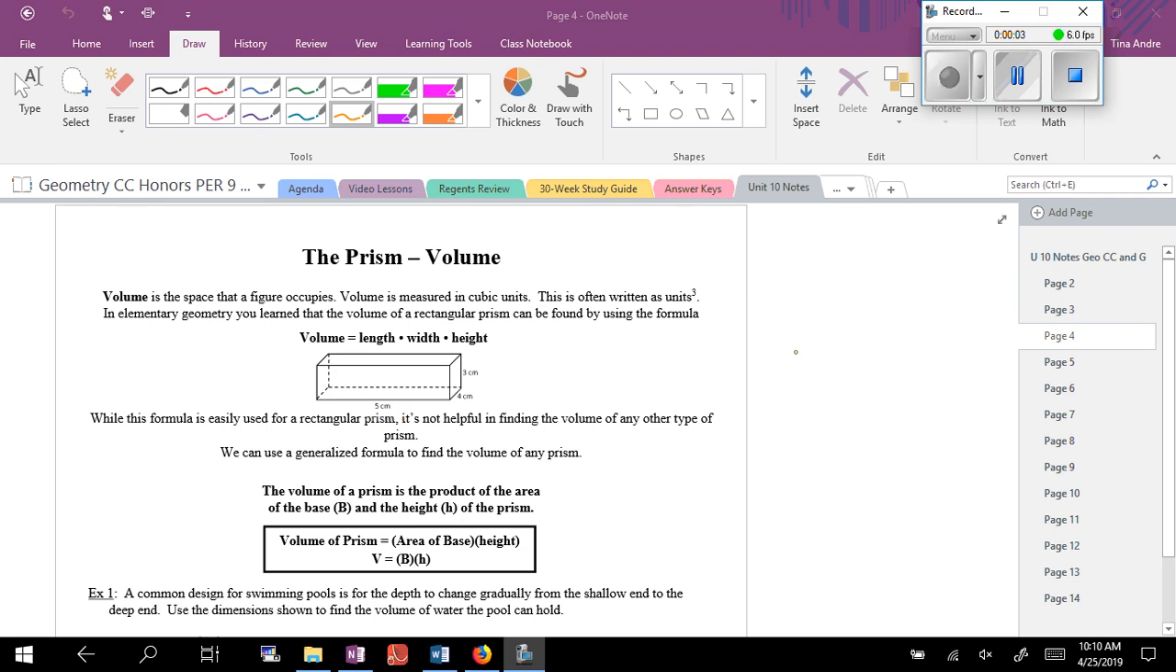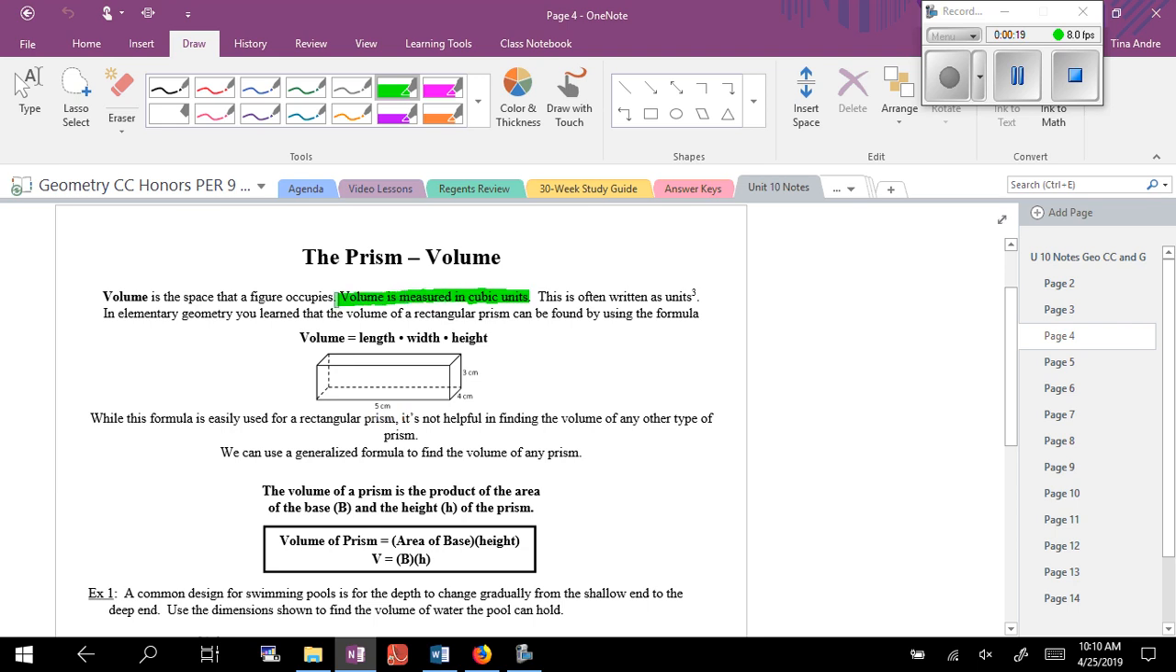In this lesson, we're going to look at how to find the volume of prisms. So if you look at the first example here, when we talk about finding volume, we're talking about the space inside this three-dimensional object. And when we measure volume, it's always going to be in cubic units.